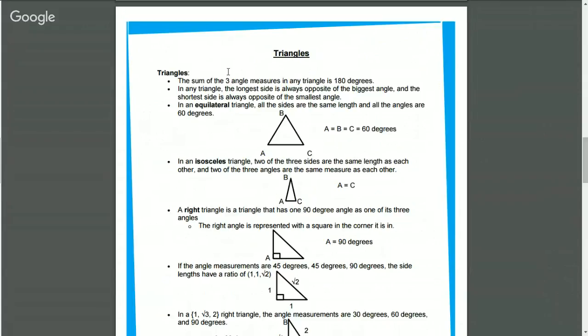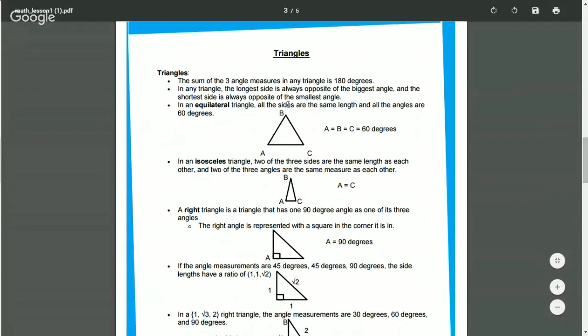In an equilateral triangle, all the sides are the same length and all the angles are 60 degrees. So here's an example of an equilateral triangle. From here, we can see that all the sides are the same length and all the angles are 60 degrees. So we can see on the side, A equals B equals C equals 60 degrees.